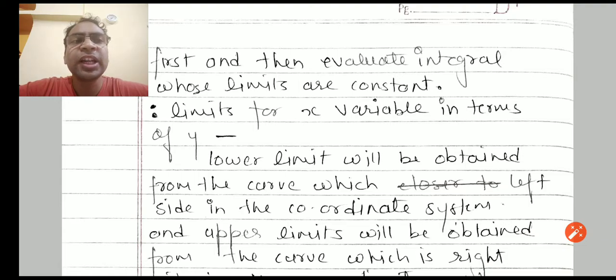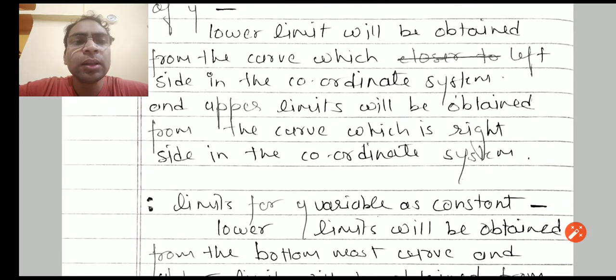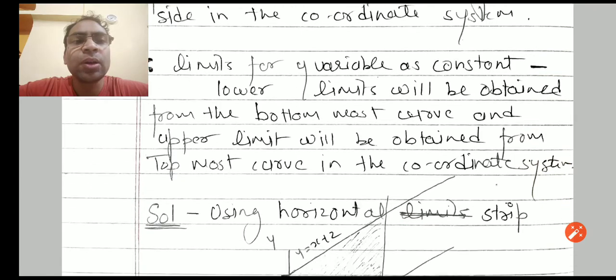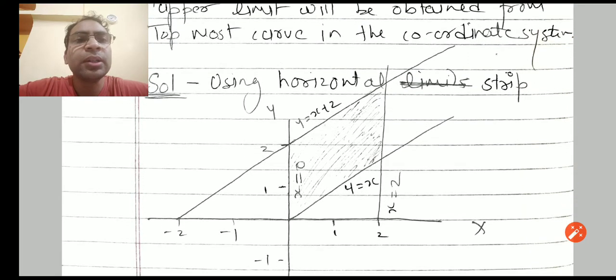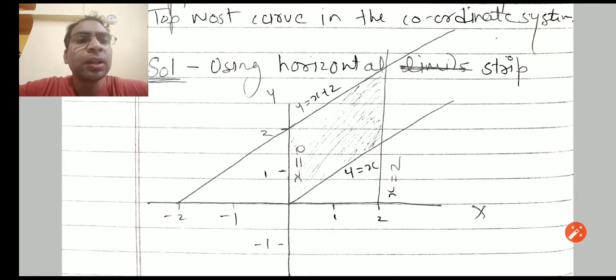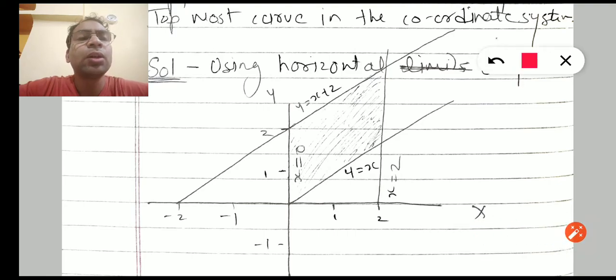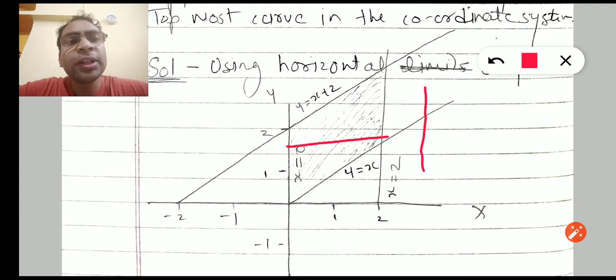Now, limits for x are in terms of y, and limits for y are constants. You can see this is an example where we have applied the horizontal strip. The horizontal strip will be applied like this. The horizontal strip will move up and down in the y direction.